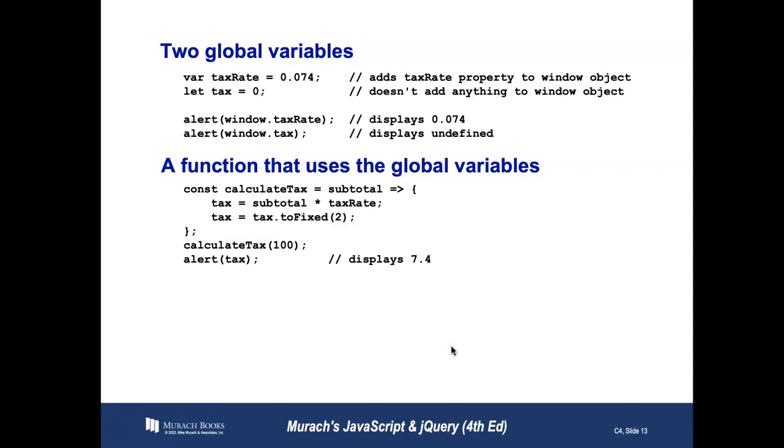Now notice we didn't declare anything there. We didn't do a var, we didn't do anything. We just have tax equals everything. Tax equals subtotal times taxRate, or tax equals tax.toFixed(2). When we calculate, tax will have a value. We've changed the value of tax inside the function, and that's a global variable. It's accessible globally. It's accessible outside of the function expression.